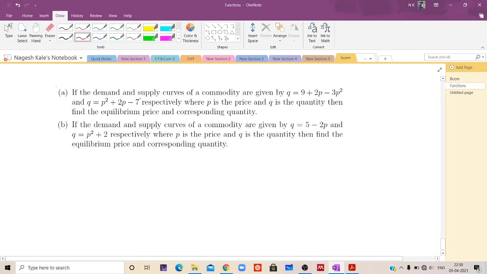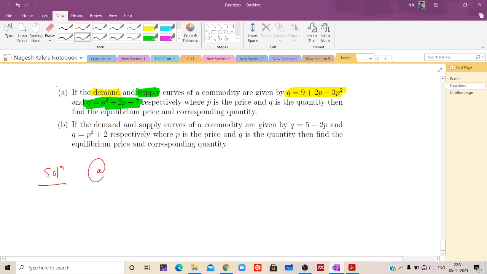If the demand and supply curves of a commodity are given by this, respectively, let me write, this is demand, right? The demand curve will be highlighted in yellow color, and then the supply curve will be highlighted in green color. So this is the supply curve. Now what we have to find out is the equilibrium point. So let me write down the solution. Just see how we find the solution.